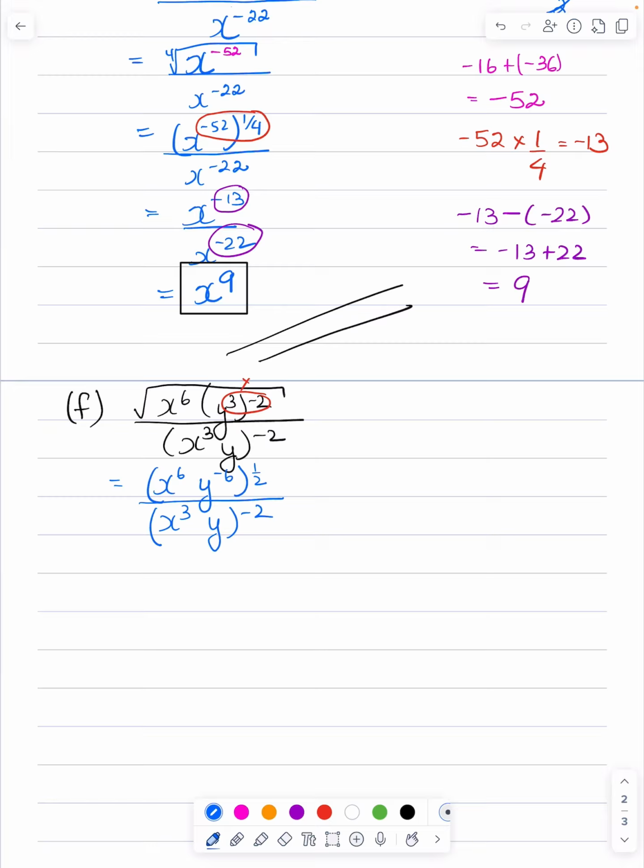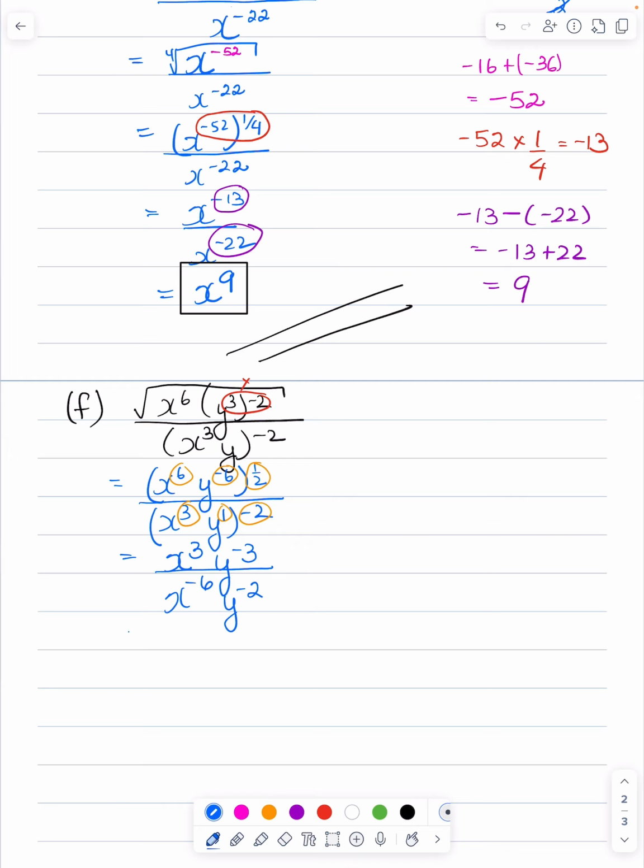Now I have the power of a power, which means I'm going to multiply with these exponents. I'm going to do the multiplication. x: half of 6 is 3. y: half of negative 6 is negative 3. Multiply in the denominator. 3 times negative 2 gives me negative 6. y, the invisible number here, is a 1. And I get negative 2.